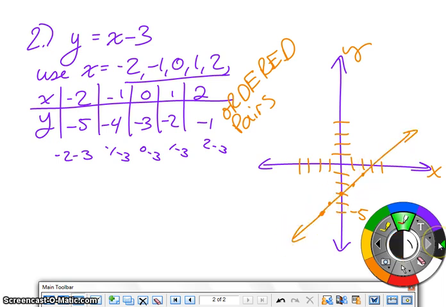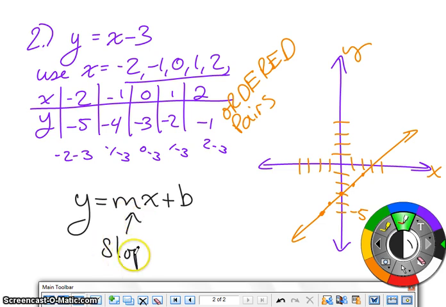All right, and hopefully you actually knew that before you even graphed the line, because this is in y equals mx plus b form. And remember, the m is your slope, and the b is the y-intercept. So you could have simply plotted the negative 3, counted the slope up 1 over 1, up 1 over 1, and you have those same points. Okay?